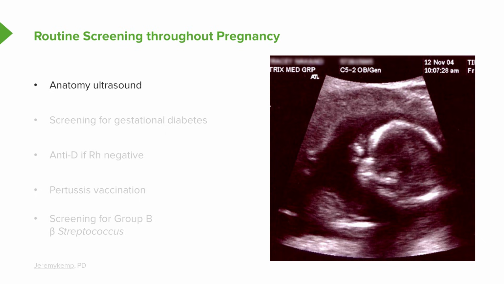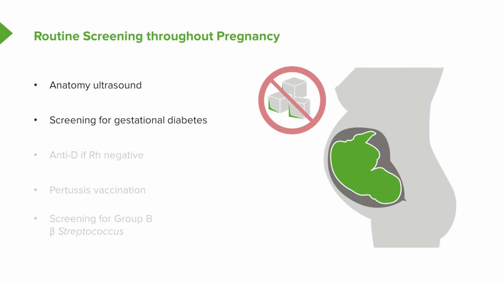One is the anatomy ultrasound. This is done between 18 weeks and 22 weeks gestation. And at this anatomy ultrasound, we look at all structures of the fetus to make sure they're within normal limits. We look at the brain, we look at the heart, the intestines, again, looking to see if there are any structural abnormalities.